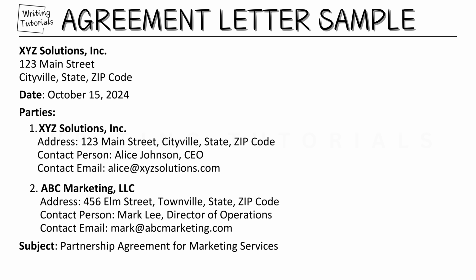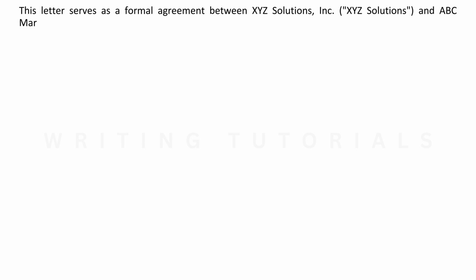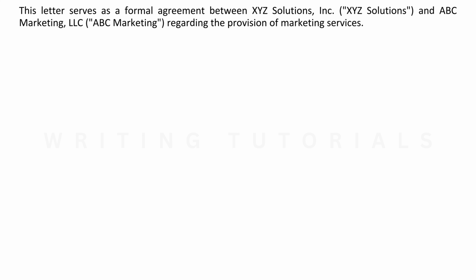Now we're moving into the heart of the letter, the actual terms and conditions. Start with a friendly opener like, "This letter serves as a formal agreement between XYZ Solutions Incorporated, XYZ Solutions, and ABC Marketing, LLC, ABC Marketing, regarding the provision of marketing services." From there, introduce each key point of the agreement in a separate section, each labeled with a small title.